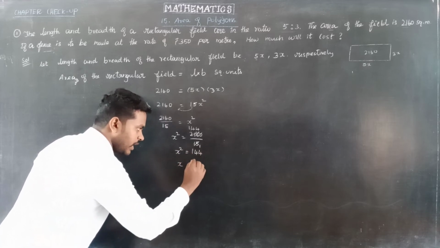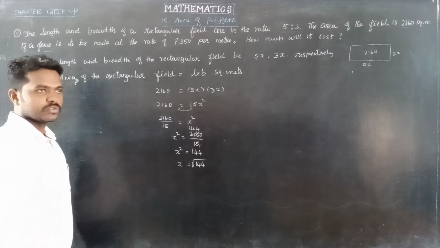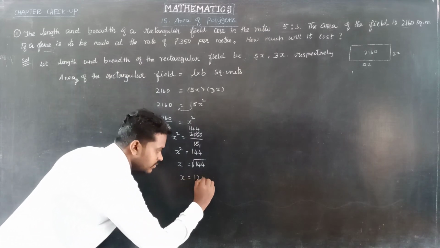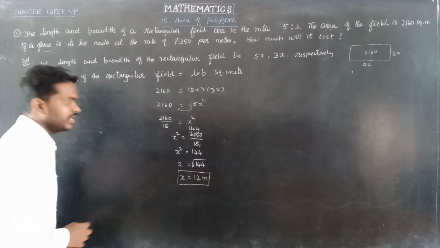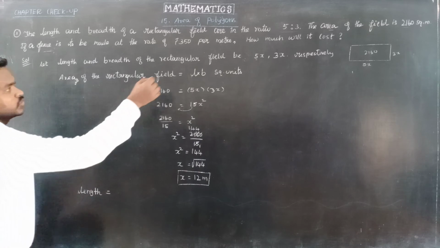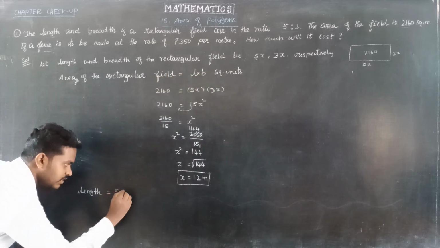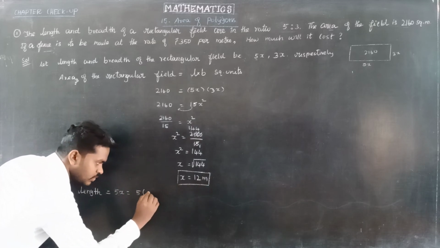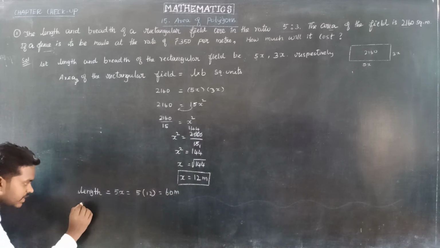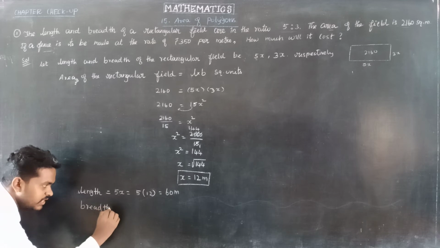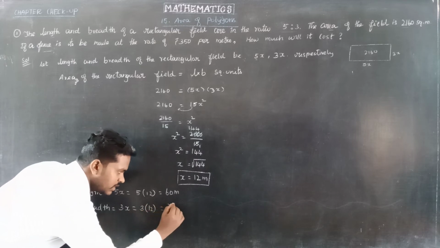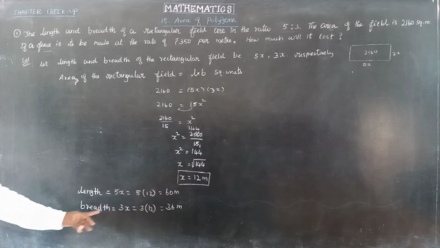So taking the square root on both sides, the square root of 144 is 12. The unit is meter, so 12 meter. Now with the value of x, we can find the length and the breadth. Length is equal to 5x, which is 5 into 12, that is 60. So the length of the rectangular field is 60 meter, and the breadth is equal to 3x, 3 into 12, 36 meter.